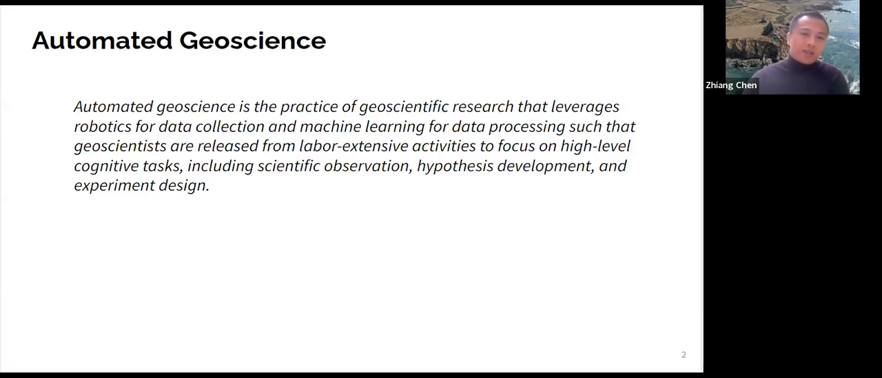So what is automated geoscience? Automated geoscience is the practice of geoscientific research that leverages robotics for data collection and machine learning for data processing, such that the geoscientists are released from labor-intensive activities to focus on high-level cognitive tasks, including scientific observation, hypothesis development, and experiment design. And using robots for data collection is not new, nor is using machine learning for data processing. However, automated geoscience really highlights the roles and the relationship of robots, machine learning, and geoscientists in a scientific method.